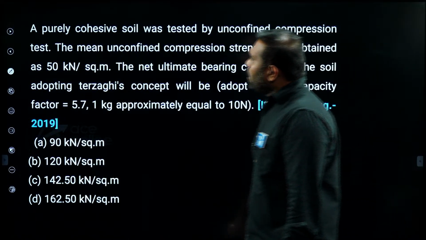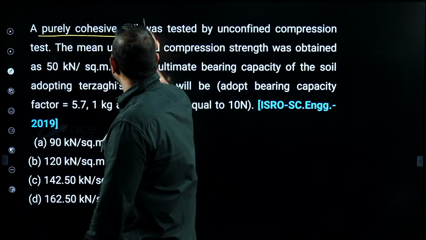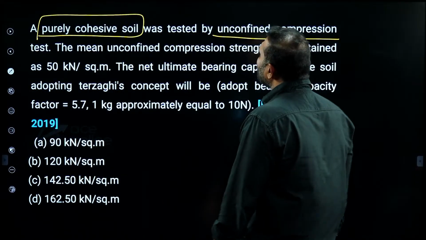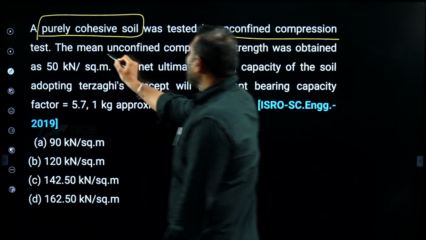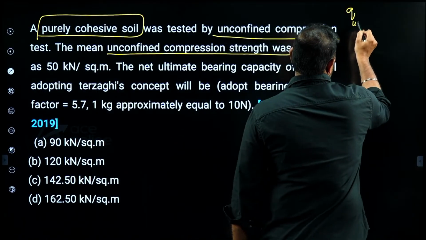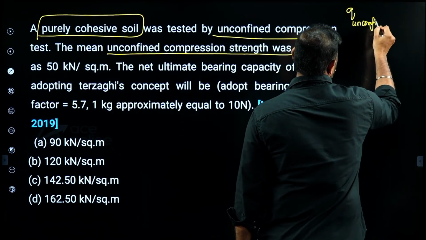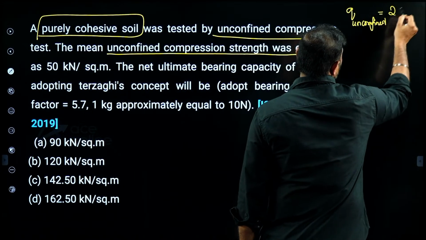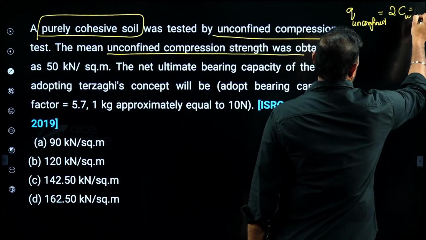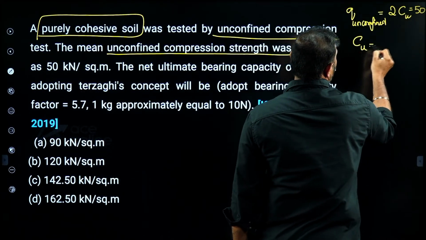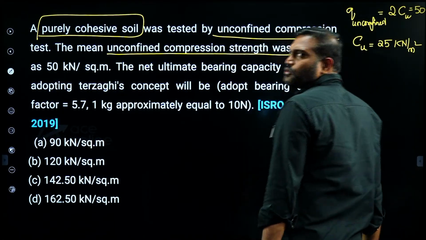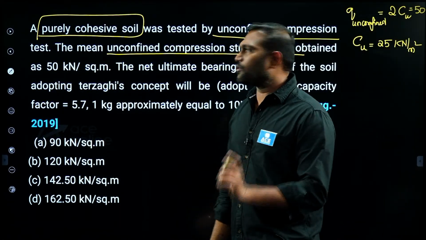Next, a purely cohesive soil. So it is a purely cohesive soil tested by unconfined compression test. The mean unconfined compressive strength was obtained. So first of all, the unconfined compressive strength is nothing but 2 times Cu. So that is given as how much? 50. Then the cohesion is equal to 25 kilonewton per meter square. So from the UCS test, unconfined compression test, we got the cohesion.